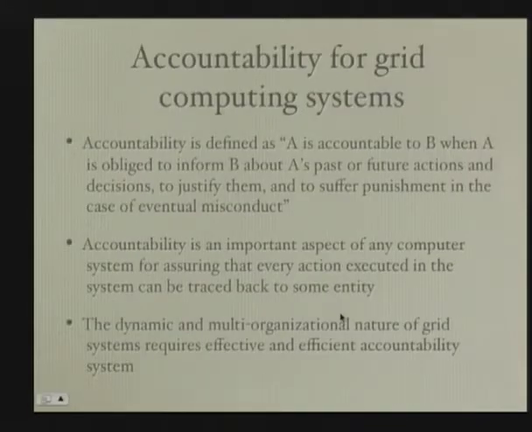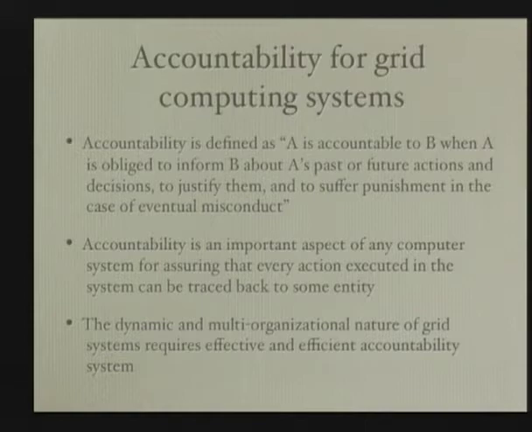What is accountability? Accountability is defined as: A is accountable to B when A is obliged to inform B about A's past or future actions. If there is something wrong, A's actions should be traced back to the real entities, who sometimes suffer punishment. Accountability is an important aspect of computer systems for assuring that every action executed in the system can be traced back to some entity. It is crucial for ensuring safety and security in a grid computing system, because the dynamic and multi-organizational nature of a grid requires an effective, efficient accountability system. But up to now, no comprehensive accountability system has been designed.